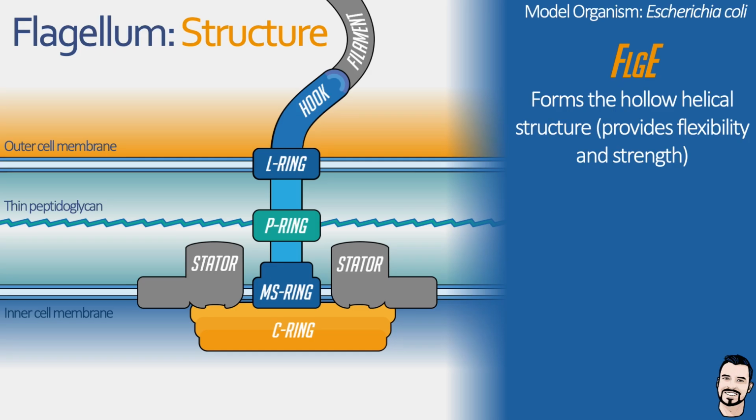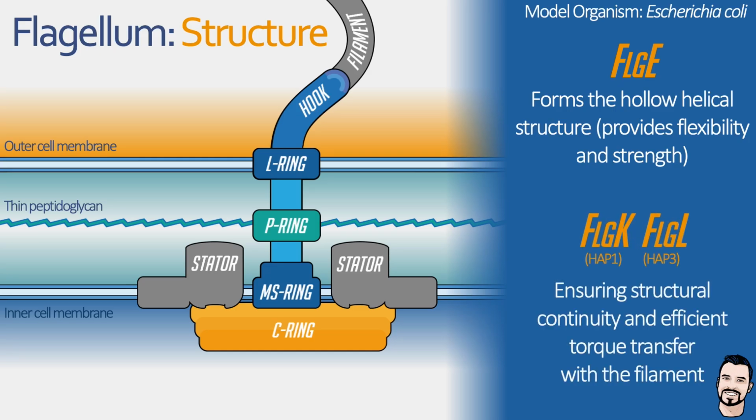Now, in addition to the hook protein, there are some what we might call hook-associated proteins, or HAPs, and they are FLGK, often called HAP1, and FLGL, also called HAP3. And these proteins form the junction between the hook and the filament, ensuring structural integrity of the hook. Now, the main function of the hook is to act as a flexible joint, transferring that rotation of the motor to the filament whilst allowing the filament to bend and adjust its orientation for efficient propulsion.